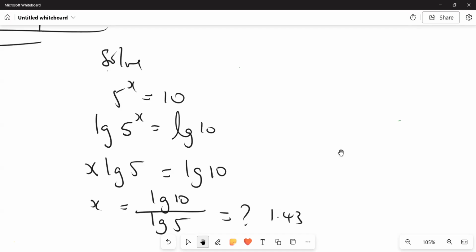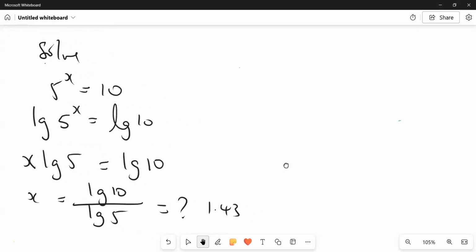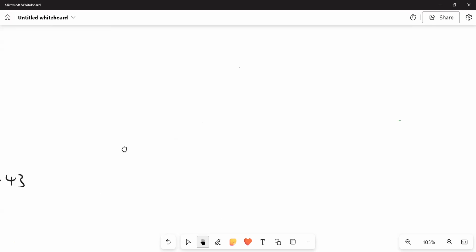No, sir. You're not getting the 1.43? Log 10 over log 5. You're not getting it? Log 10 over log 5. I think you can do ln 10 over ln 5 too. You probably don't know how to use your calculator. You need some practice. Let me look at another one.